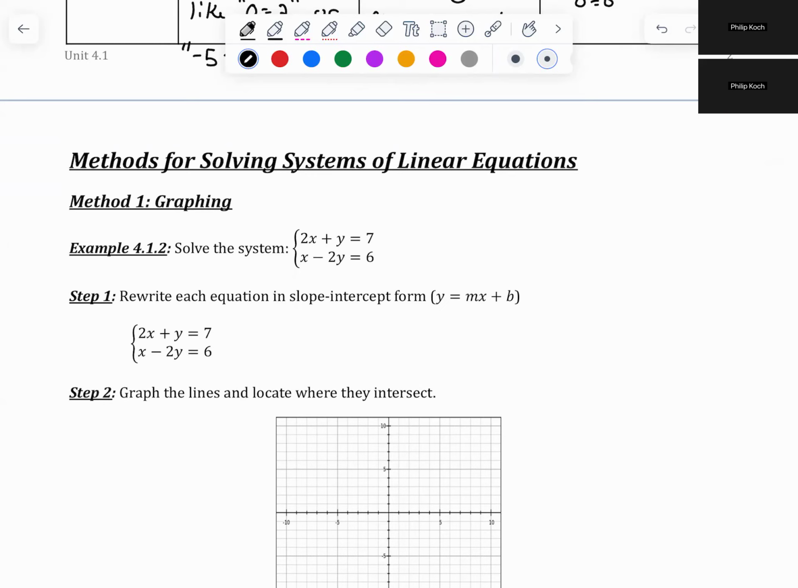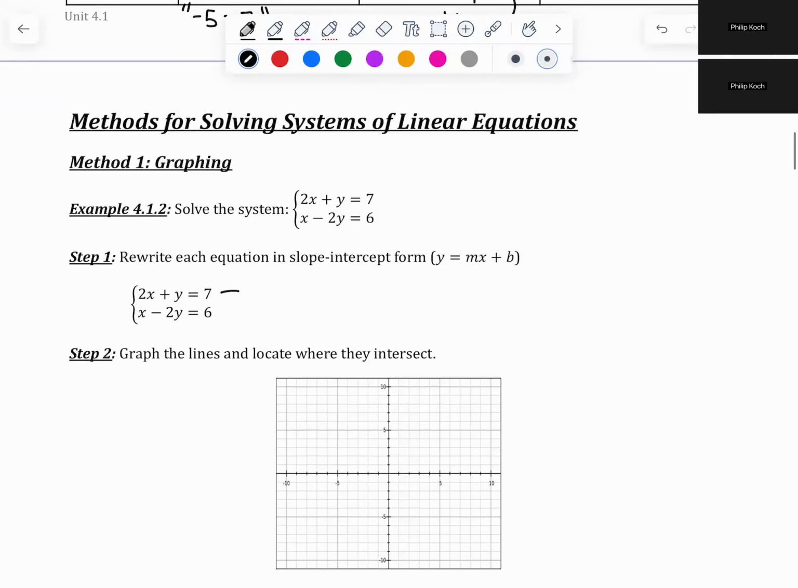First thing you're going to want to do is graph them. And in order to graph them, we need them in slope-intercept form or point-slope form. But point-slope form is kind of hard to make. If it's given in point-slope form, easy to graph. If it's not, trying to create point-slope form is a mess. So it's better to just stick with slope-intercept. But that's not going to be too bad. For the first equation, we'll rewrite it as y equals negative 2x plus 7.